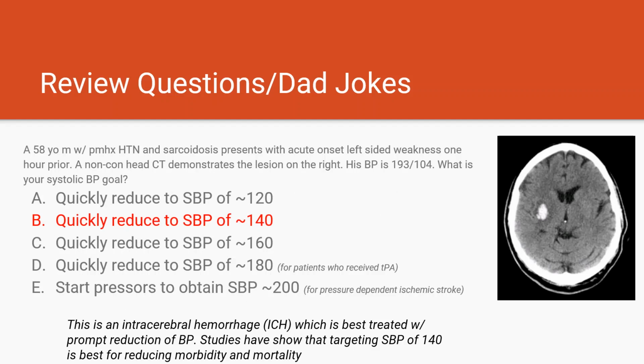B. So this hyperdensity in the right basal ganglia is an intracerebral hemorrhage, which requires rapid reduction of blood pressure. Studies have shown that targeting a systolic blood pressure of 140 is the best for reducing both morbidity and mortality in hemorrhagic stroke. 180 would be our cutoff for ischemic stroke patients who receive TPA, and autoregulation up to 220 is best for ischemic stroke patients who did not get intervention. It's so important to know blood pressure goals in these patients because it really has a large impact on their outcomes.